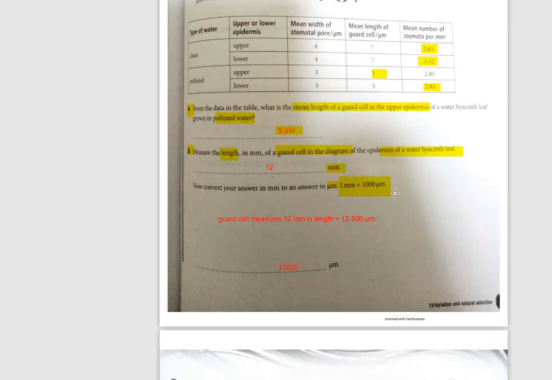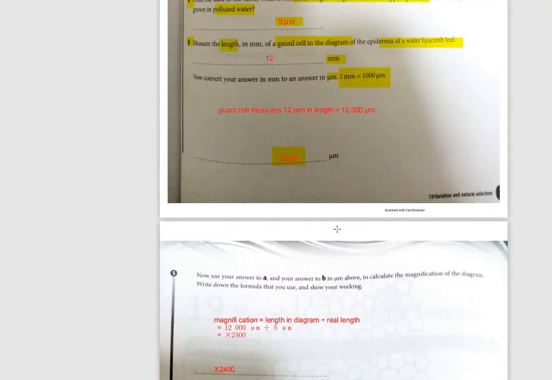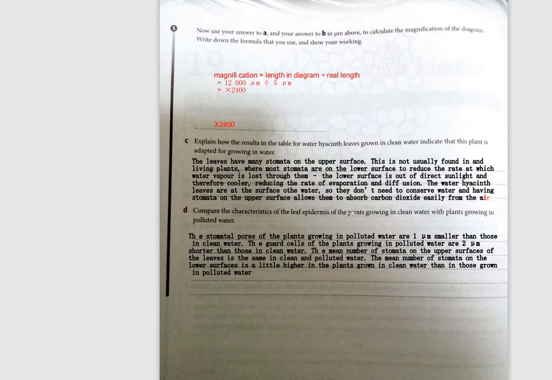It's a good thing that they mention it here, but in your original exam question paper, they will never ever give you the scaling. You have to memorize it by heart. 1 millimeter is equal to 1000 micrometers, so our guard cell measuring 12 millimeters is going to be 12,000 micrometers, so you write it down as 12,000 micrometers, right? So let's move on to the next part now.